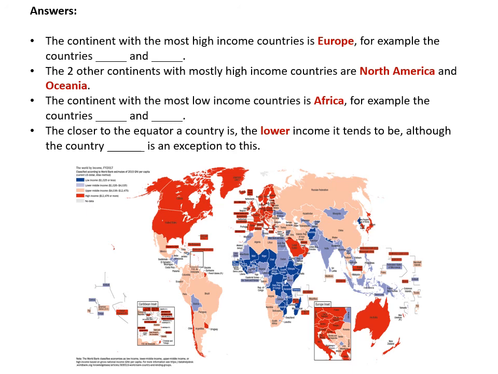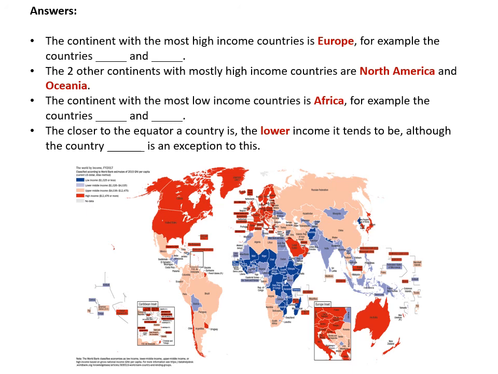The closer to the equator a country is, the lower income it tends to be. Note all those low income countries, they're all clustered in that Central African region. Even most of the middle income or lower middle income countries of the world, most, not all, most tend to be clustered around the equator. Although the country what is an exception to this, well, the biggest one is Saudi Arabia. You've got a few of the others, United Arab Emirates, a few other countries around that Middle Eastern Arabian Peninsula area. So there we go.